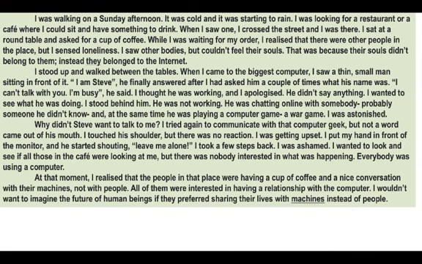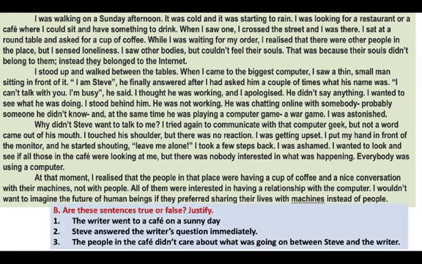Great. Moving on to the next question. Are these sentences true or false? Justify. The first one. The writer went to a cafe on a sunny day.